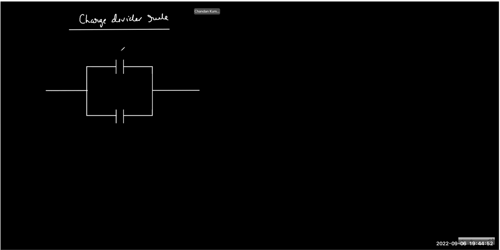So now what we have is two buckets with base C1, C2. And you can see the buckets are in parallel, which means they must have the same voltage. Parallel means the same potential.